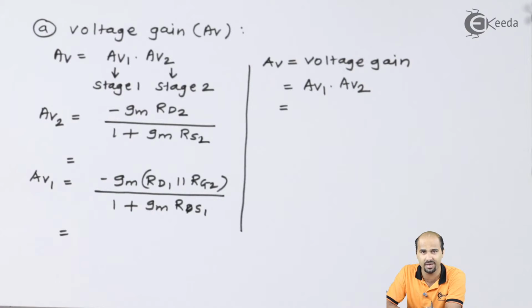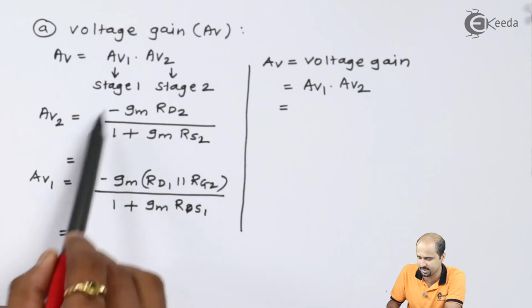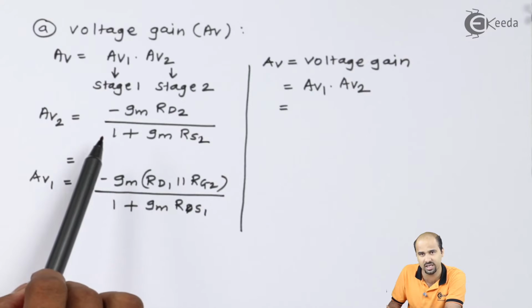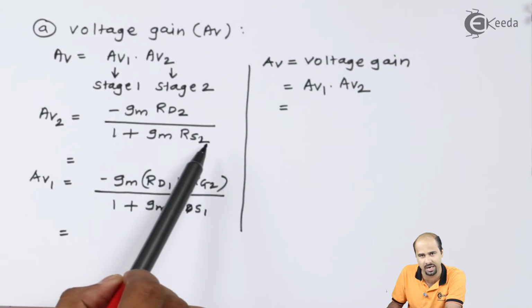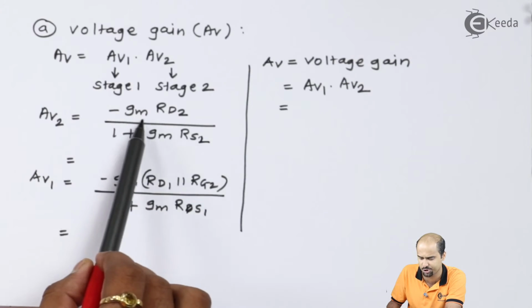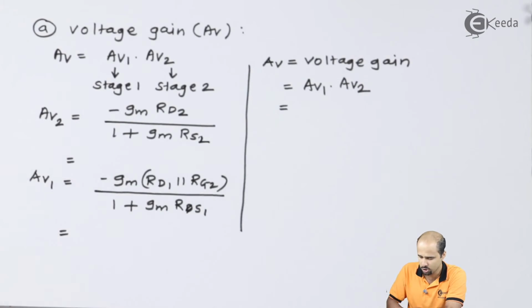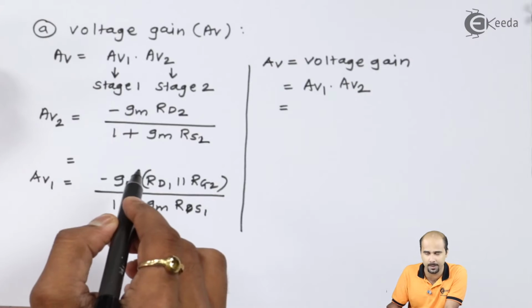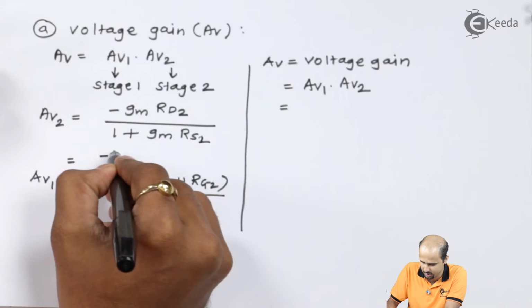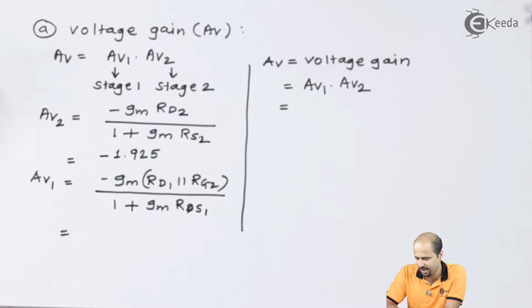This is because whenever we are considering the value of AV2 with unbypassed capacitor, then I can say that for unbypassed circuit, your voltage gain will get reduced by factor 1 plus gm RS2. So I can say that your output stage voltage gain will become minus gm into RD2 divided by 1 plus gm into RS2. So that value, if you calculate with your calculator, just check the values, comes out to be minus 1.925. This value will be for stage number 2, that is AV2.